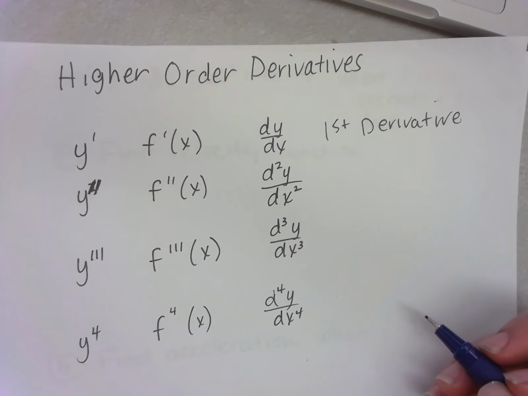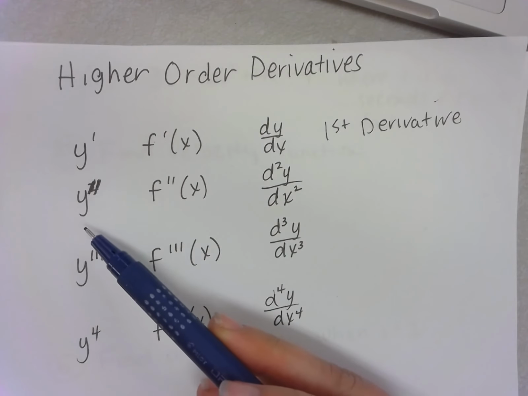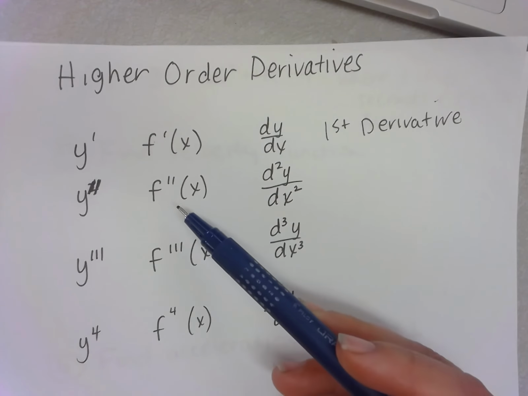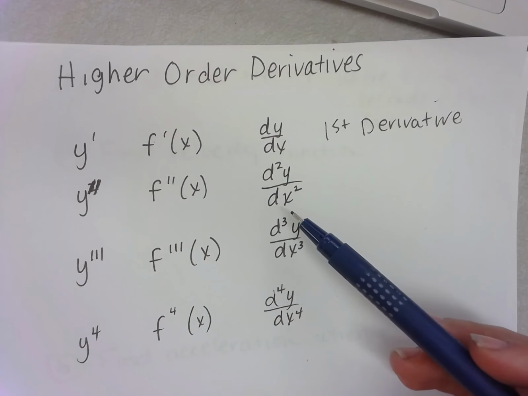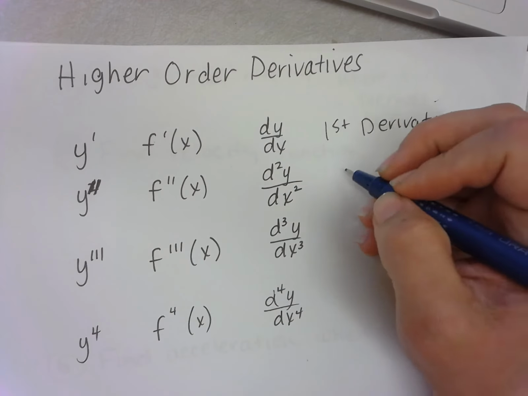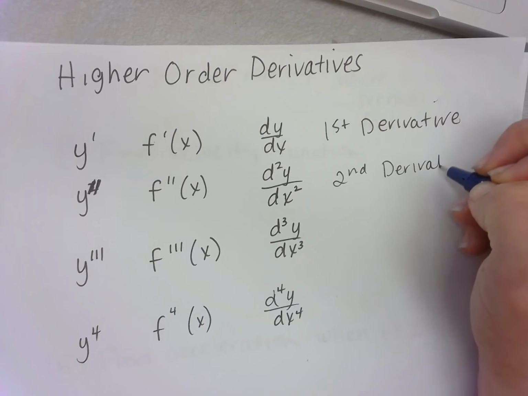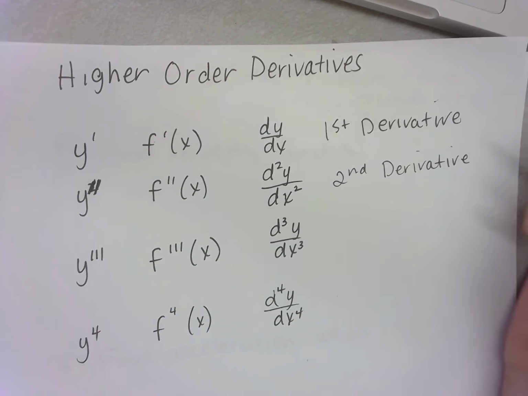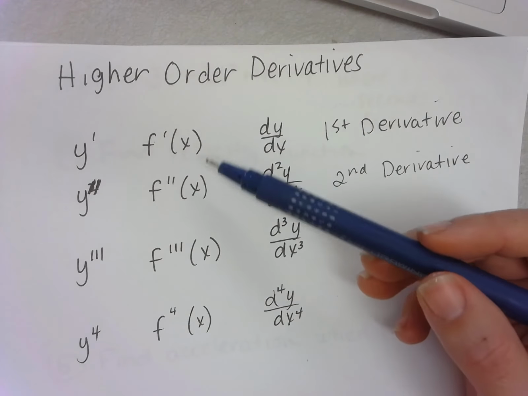For higher derivatives, like y double prime, this is f double prime of x, and this is the second derivative of y with respect to x. We call this the second derivative. And the way that we find each one of these is very straightforward. Essentially, to find the second derivative, you take the derivative of the first derivative.